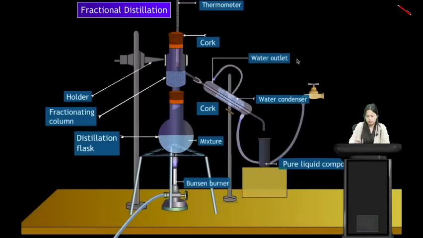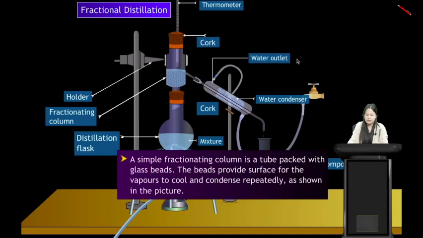Alright students, so fractional distillation. What is fractional distillation? In fractional distillation, we have an apparatus a little different from the apparatus used in distillation. So this is the apparatus. We will learn fractional distillation in detail in our next class. A simple fractionating column is a tube packed with glass beads. The beads provide surface for the vapors to cool and condense repeatedly, as shown in the picture.